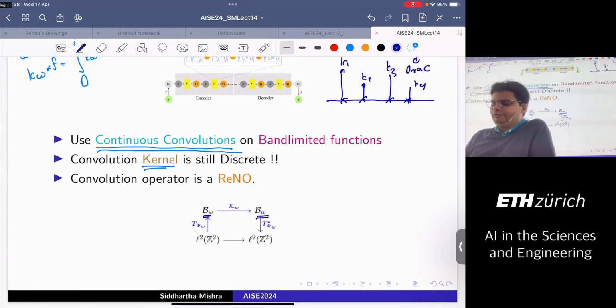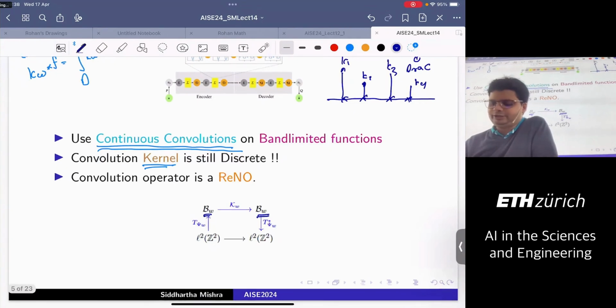But at the discrete level, what happens is that band-limited functions are related here by the sinc filters. So remember that these are given by sinc functions.